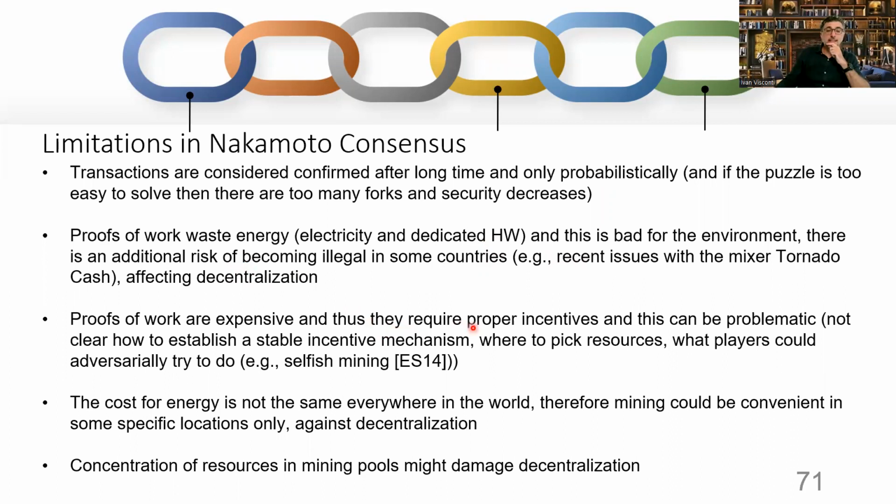Proof of work is expensive and it requires incentives. And this can be problematic because it's not clear how to establish a nice, good, stable incentive mechanism. Where do you pick the resources? So, I'm giving you Bitcoins. Okay, but what's the value of Bitcoin? Because the market can go down, right? And you don't know what players could do adversarially. Because you can suggest what the honest player will do, but there are papers like selfish mining showing that the moment there are incentives, players try to maximize their revenue. So they can deviate from honest behavior in order to get more money, right? So this is complicated.